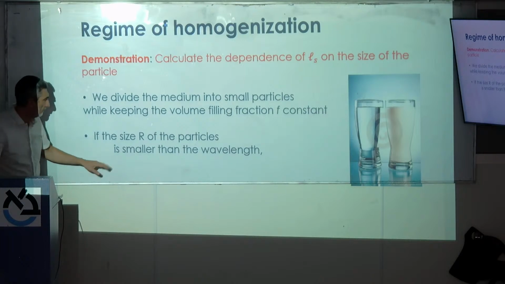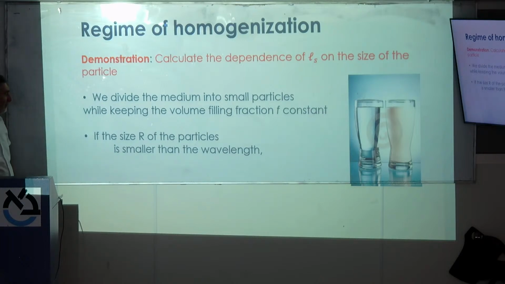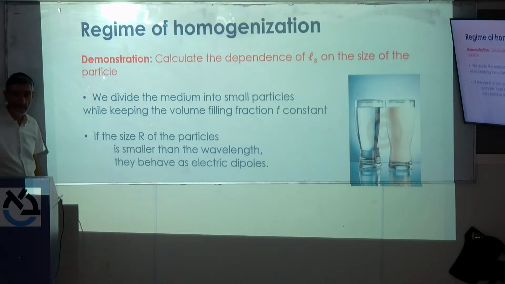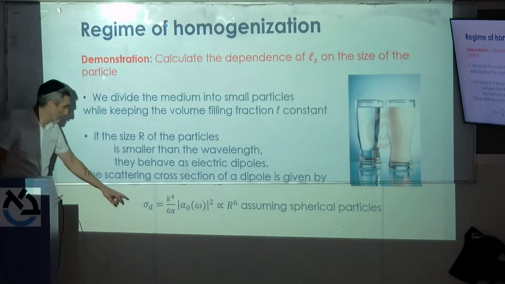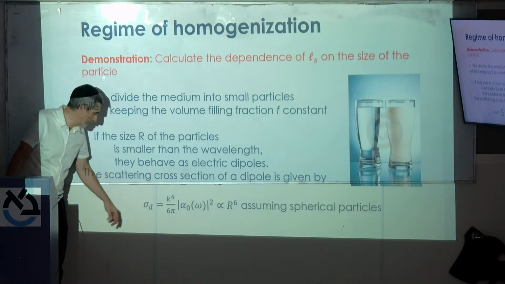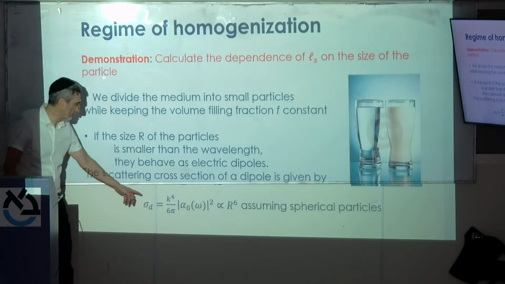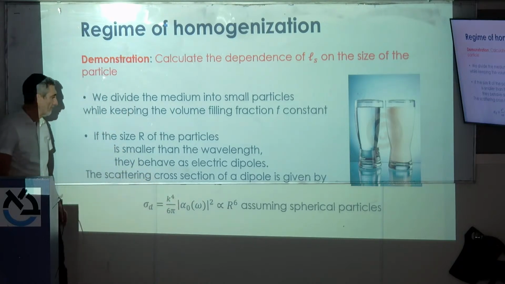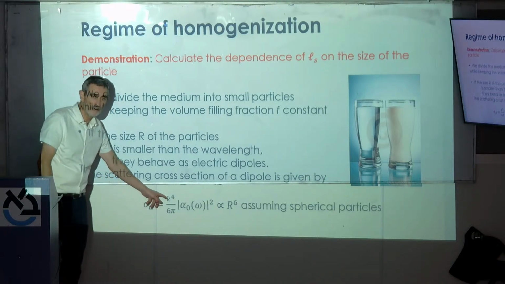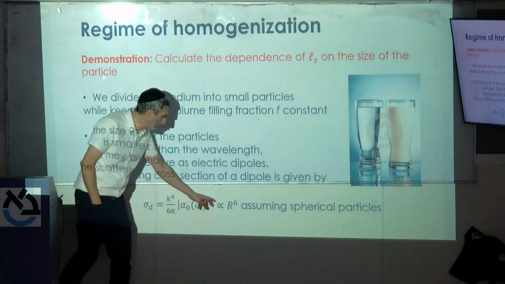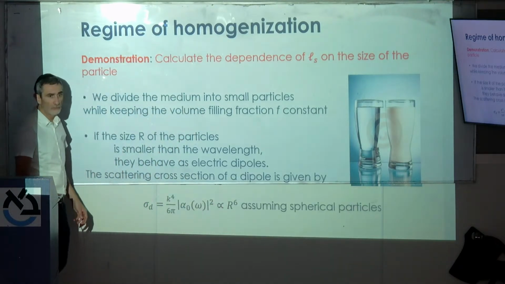So let's assume that this size is smaller than the wavelength. In that case, you remember that they behave as electric dipoles. And we can define the scattering cross-section of those dipoles, sigma s, given by this expression. We calculated that last time, and if you remember, first we showed that it goes like omega to the power 4, that's the Rayleigh scattering, and I also mentioned that it goes like r to the power 6.